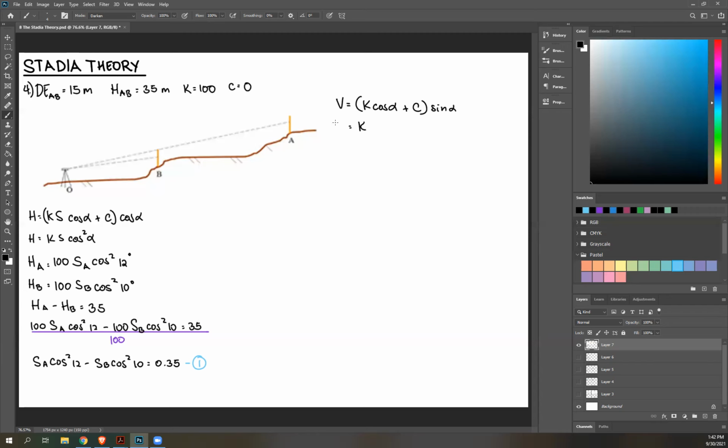So this becomes K cosine alpha sine alpha. Now, can anyone tell me our double angle identity? Do you remember from your math classes what's the double angle identity for sine?